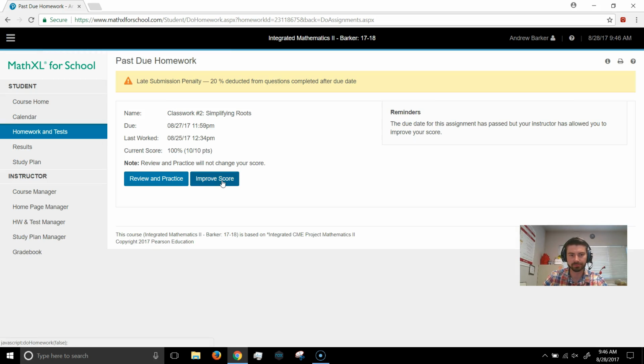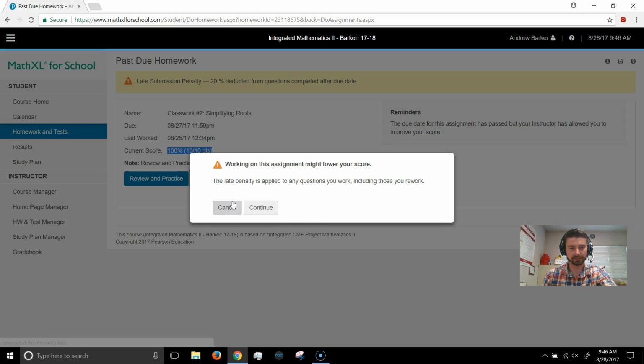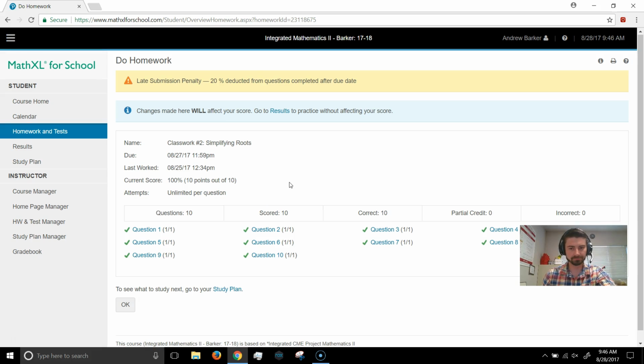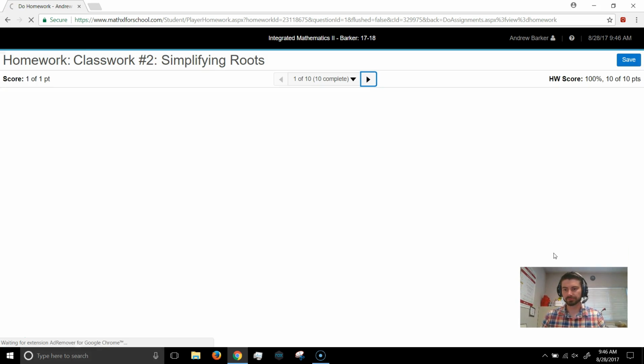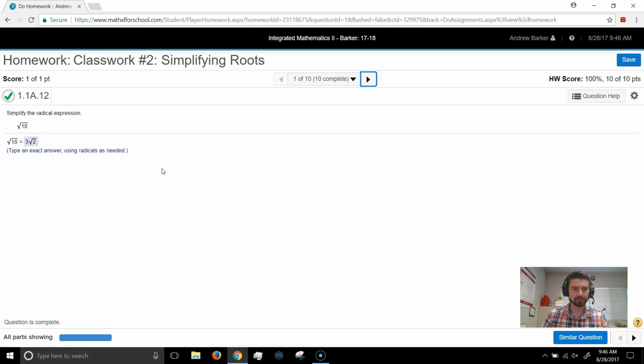Simplifying square roots. If you're working on something past the due date, always click Improve Score. Review and practice won't tell you if your question is right or wrong, and it won't record any scores. Because my score is 100%, it's actually going to reduce my score since I'm doing it late, but I'll click it anyway. Remember, homework scores don't go directly to your overall grade. They just allow you to quiz.